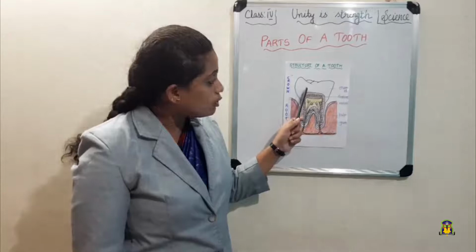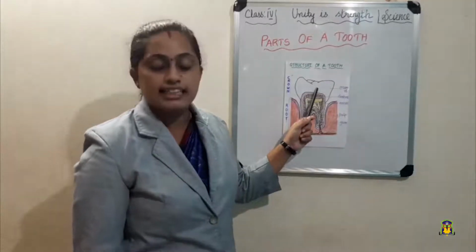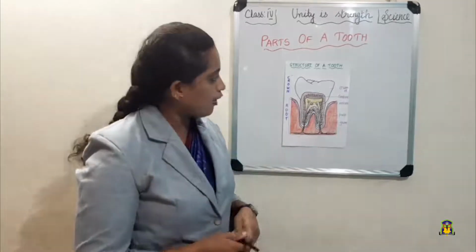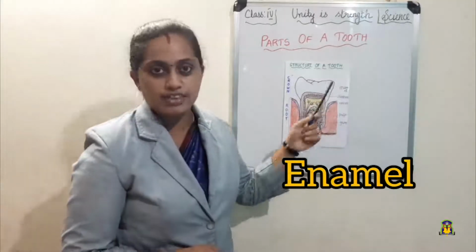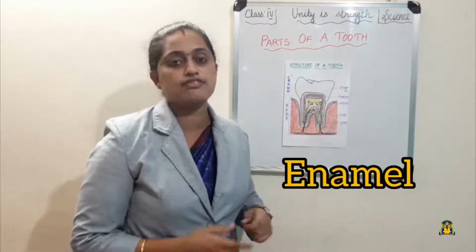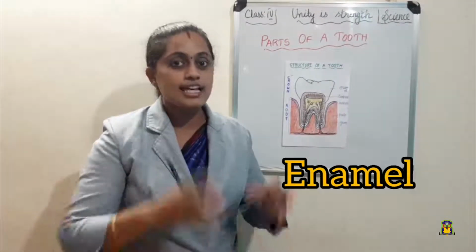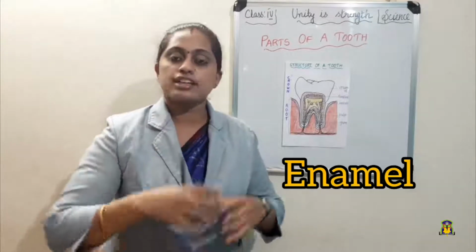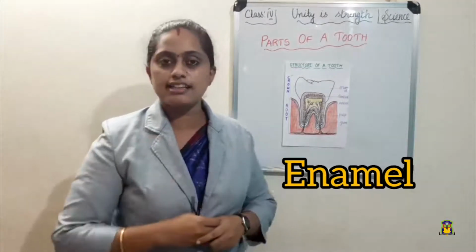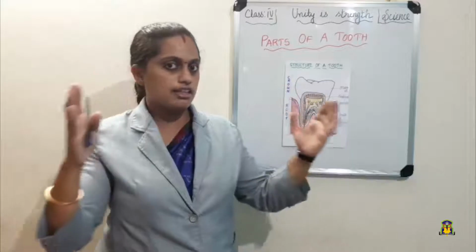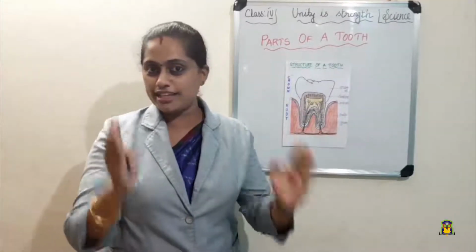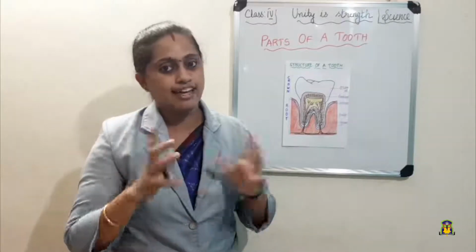The outer white covering of a tooth is called enamel. Children, you know one thing? This enamel is the hardest material in the human body. If you consider the human body as a whole, which is the hardest material? Always remember, it is the enamel.